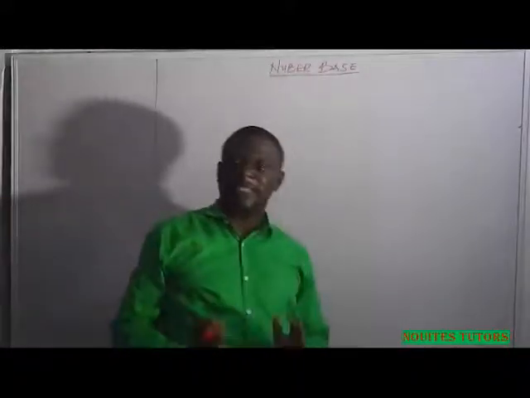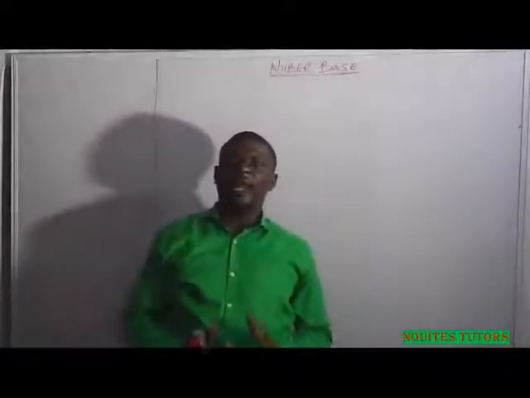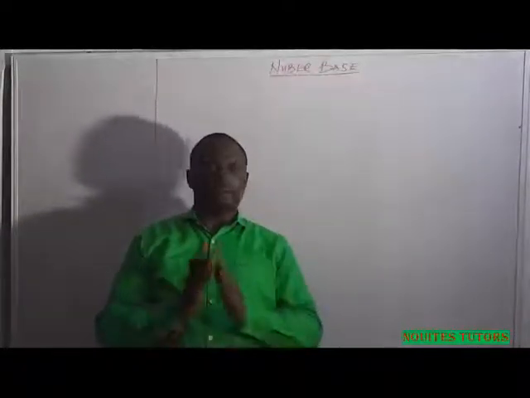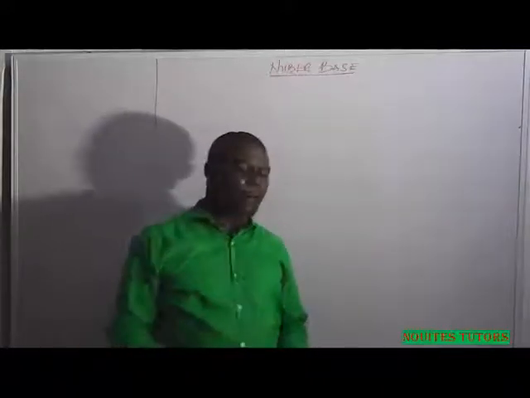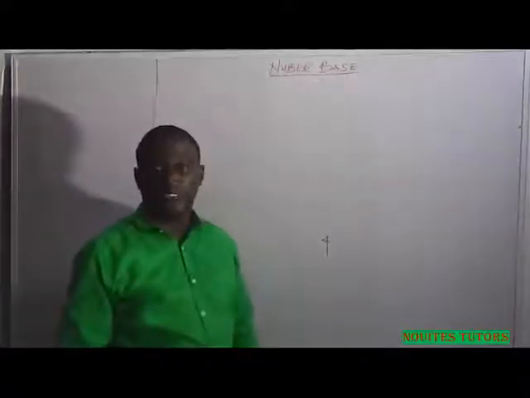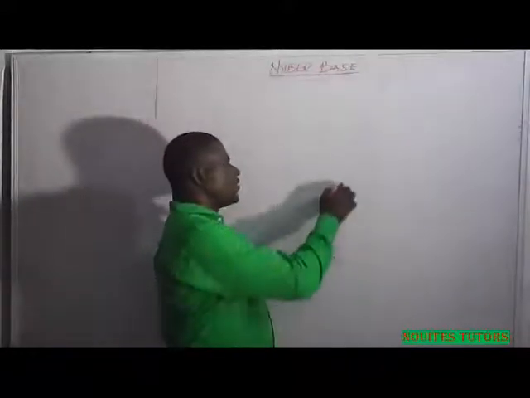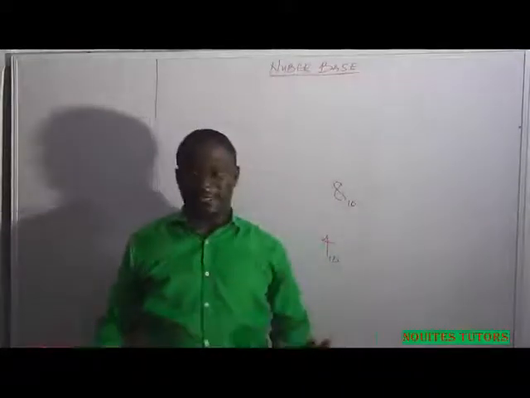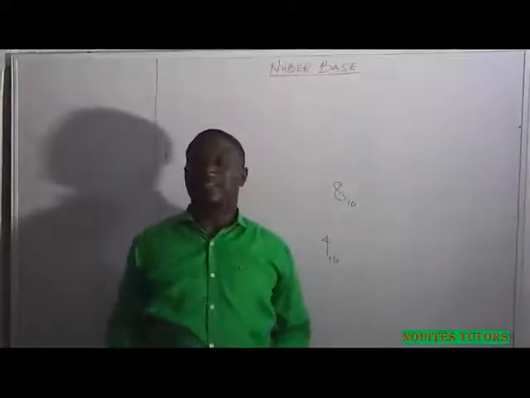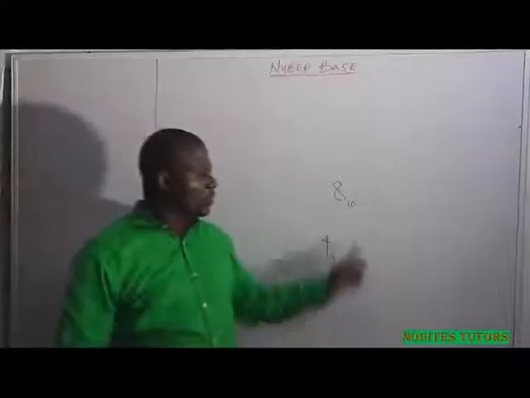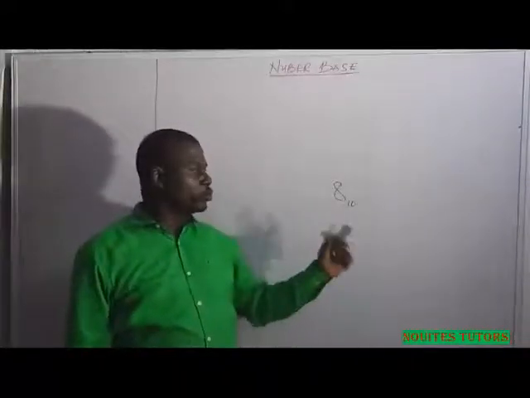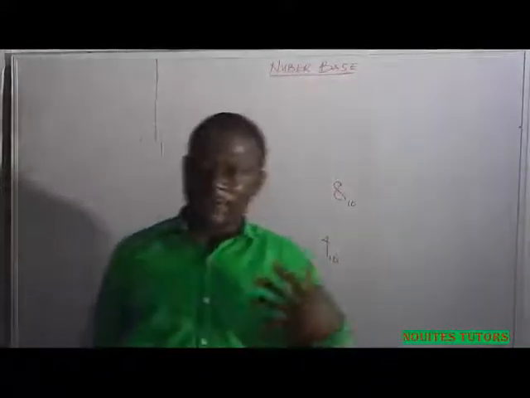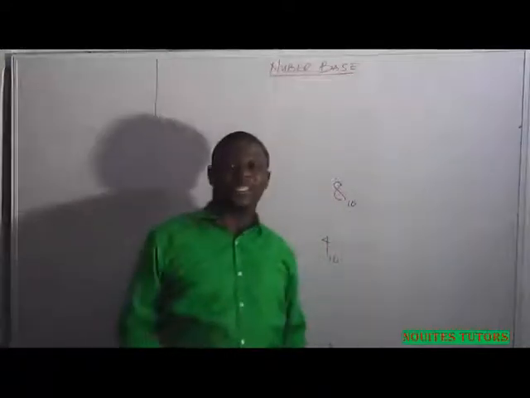Now, in mathematics, if you write any number, the number is in base 10. For example, if I just write 4, it is in base 10. If I just write 8, it is in base 10. That is the normal base of any number that is written in mathematics. So even though the base is not showing, you should know that if I just write any number, 1, 2, 10, 4, 8, 6, it is in base 10 naturally.